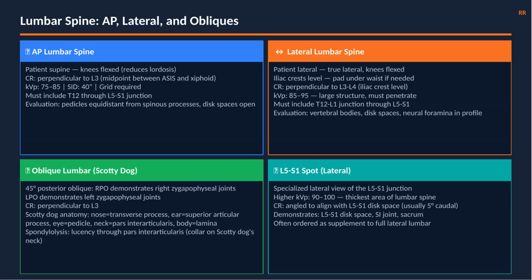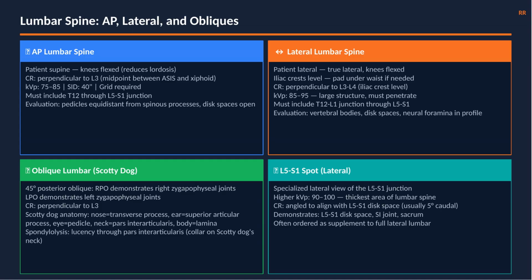Oblique lumbar, the Scotty dog view. 45-degree posterior oblique. Right posterior oblique, RPO, demonstrates the right zygapophyseal joints. Left posterior oblique, LPO, demonstrates the left. CR, perpendicular to L3. The oblique view produces the Scotty dog silhouette from the vertebral anatomy.